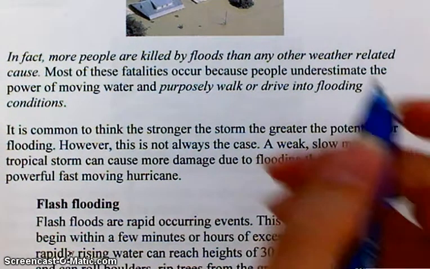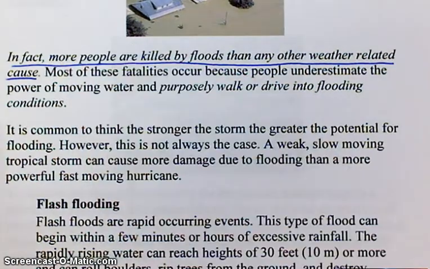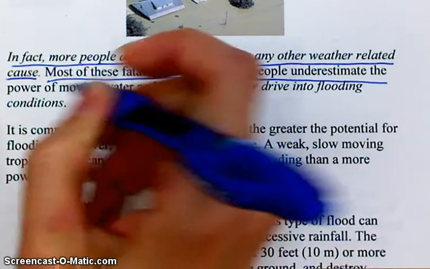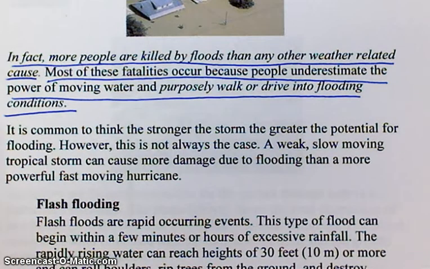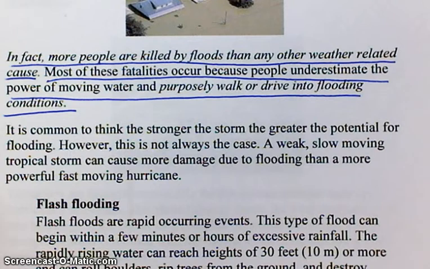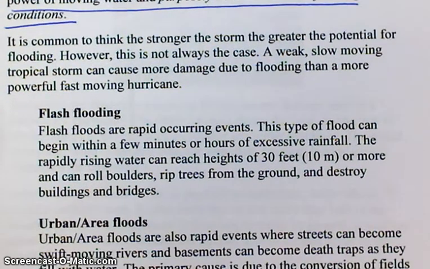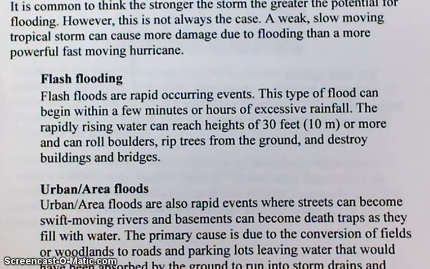In fact, more people are killed by floods than any other weather-related cause. Most of these fatalities occur because people underestimate the power of moving water, and they purposely walk or drive into flooding conditions. A weak, slow-moving tropical storm can cause more damage due to flooding than more powerful, fast-moving hurricanes. So that's another thing. No two hurricanes are going to be alike.